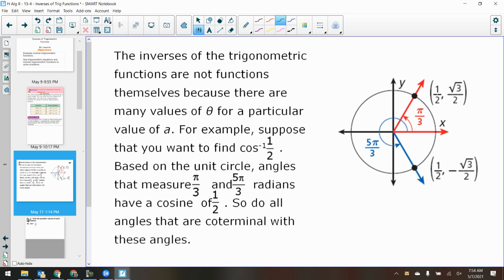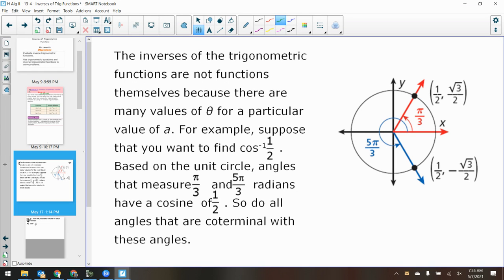Or 60 degrees and, what would that be? 300 degrees, right? 60 degrees and 300 degrees, or 5 pi over 3 and pi over 3. There are two locations. For the one input of 1/2, there are two outputs. That is not a function, right? That is not a function. And actually, I've been mistaken every time I say that there's only two outputs for each input. There's actually an infinite amount of outputs for each input.